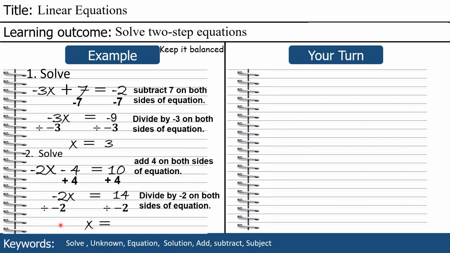Now x will be equal to 14 divided by negative 2, which is negative 7. Remember, a positive divided by a negative will give you a negative. So watch carefully on these other two exam style questions. You can pause the video and give them a go.